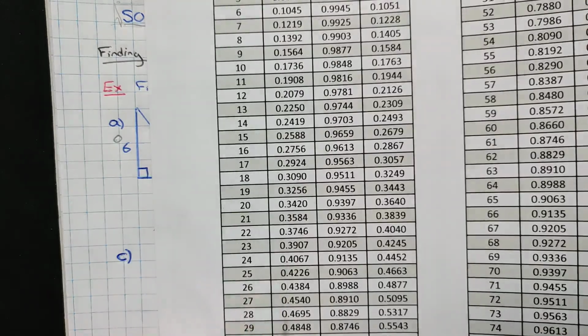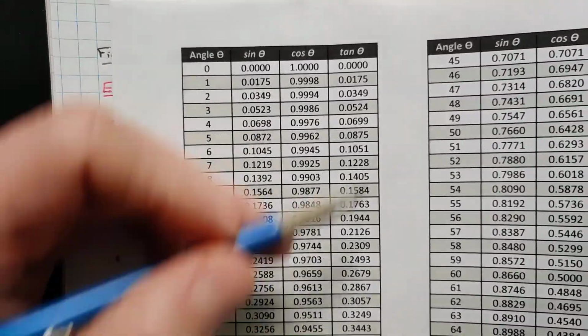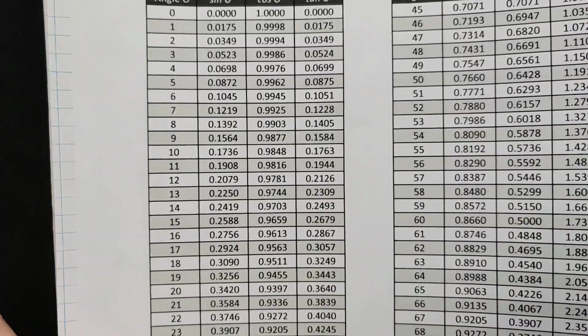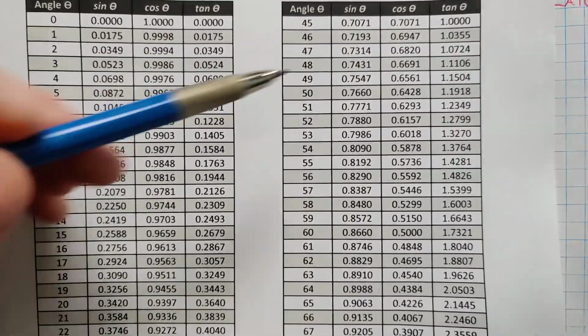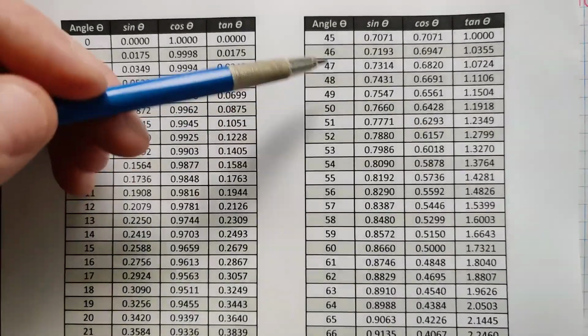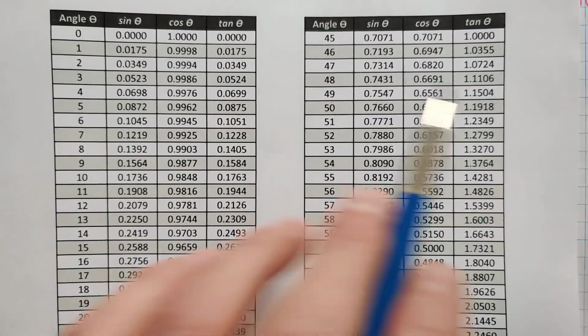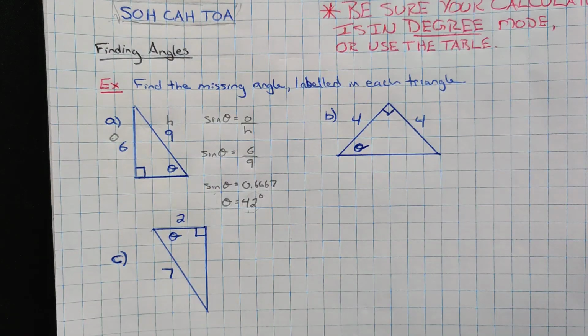And so you just go down the sine column or cosine column or tangent column and match it with the angle. You may have to jump over to, these are angles from 0 to 45 in the first column. The second column is 45 to 90. And you can check those out.